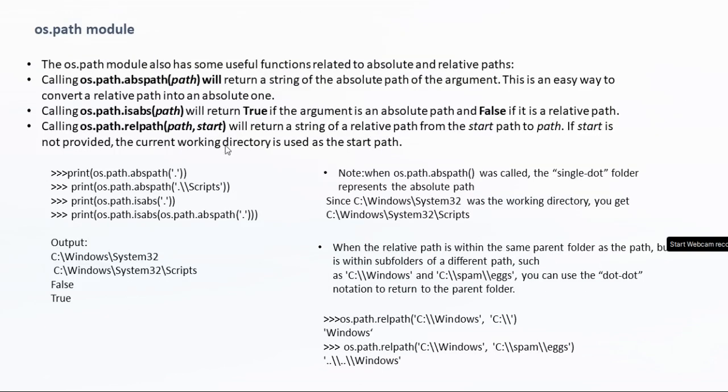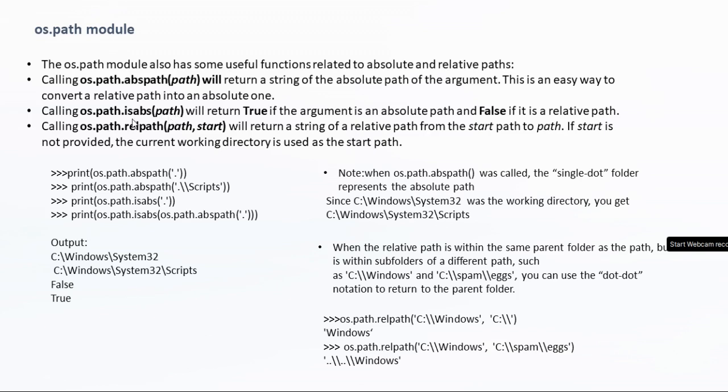Now, coming to the os.path module. The os.path module has some useful functions related to absolute path and relative path. Let's see some of them. There is a function called abspath. What this function will do is return a string of the absolute path of the argument. It will give the absolute path.